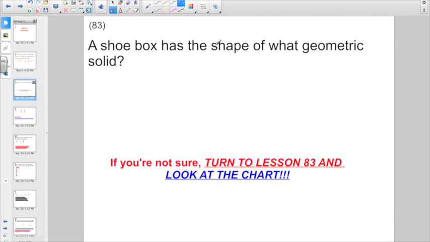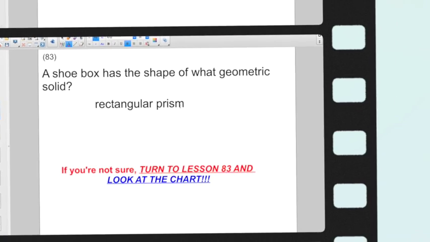A shoebox has the shape of what geometric solid? And my advice here, remember, we're allowed to use our books. So if you're not sure, turn to lesson 83 and look at the chart. A shoebox would be a rectangular prism.